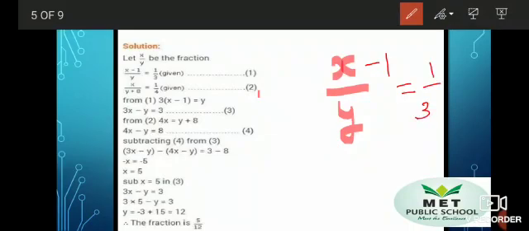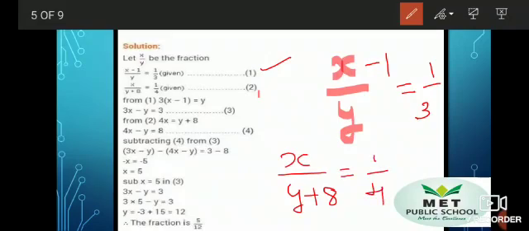This represents the first equation. Same thing is written here. First equation: if 1 is subtracted from the numerator, you will get the value as 1 by 3. In the second equation, you are going to see the second sentence of the question, that is, if 8 is added to the denominator. Here x by y is the fraction. 8 has been added to the denominator, that is plus 8. Then your value will be 1 by 4. So this represents the second equation.